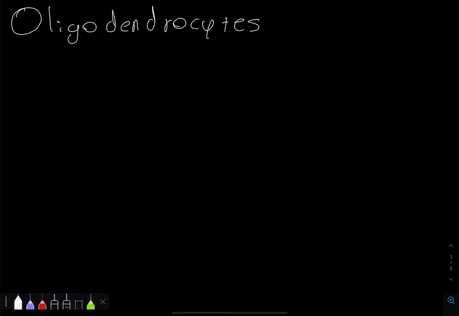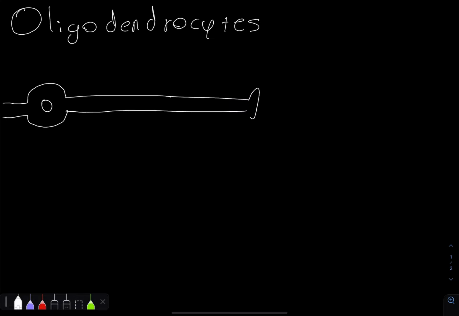Next, we're going to talk about oligodendrocytes. These oligodendrocytes are going to be what myelinate axons in the central nervous system. So let's say we have a neuron, and on the other side there's a dendrite. Let's say that it sends this axon out and goes and synapses to some other cell.